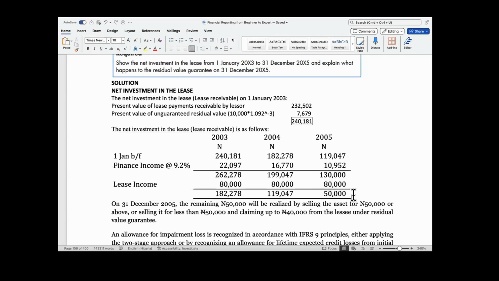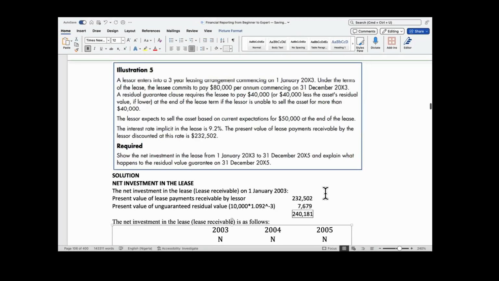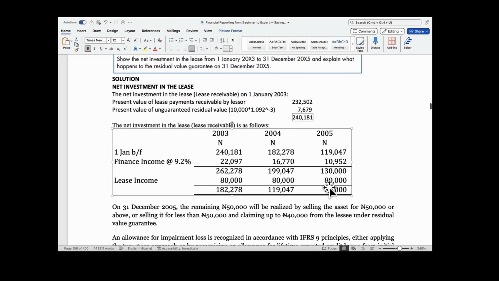And that's all. You see, this 50,000 is exactly the residual value of 50,000 that the lessor believes he can get. And you see, out of this 50,000, the minimum he will get is 40K, because this 40K has been guaranteed by the lessee, which means that if, for example, the lessor believes he can get 50K, right? So let's say he struggled and struggled.